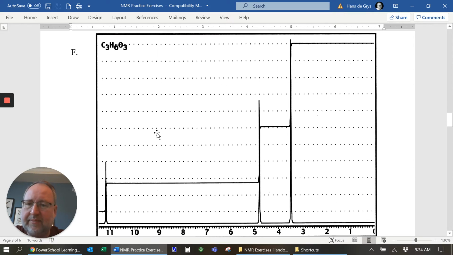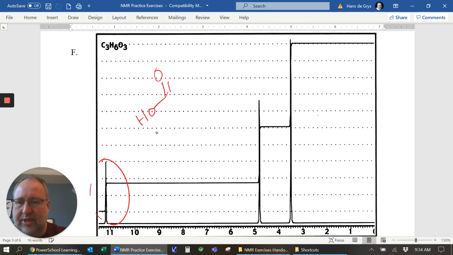For this one, out here, anytime you have a signal above 11, that's screaming carboxylic acid. So we know we must have carboxylic acid. And this hydrogen on the very end is this one above 11. And we also know we have an extra O someplace. And notice there's no splitting anywhere here. So we have to somehow separate those remaining hydrogens. And this is the way that you do that.